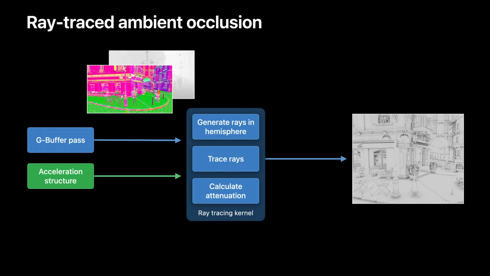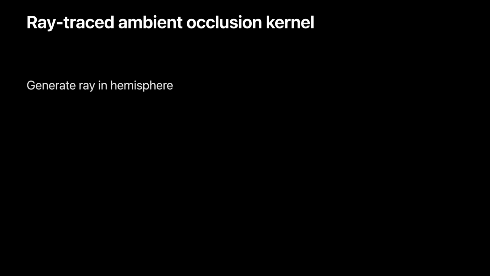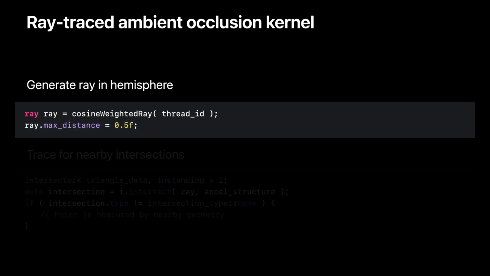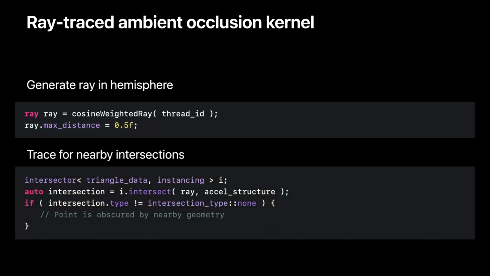Let's take a look at a metal shader for ambient occlusion. First, we generate the random rays. In this case, we take a cosine-weighted ray along the normal in each thread. We set the max distance to a small number as we're only interested in a small neighborhood. Next, we create our intersector and intersect the acceleration structure. Depending on the result, we accumulate into our attenuation factor.